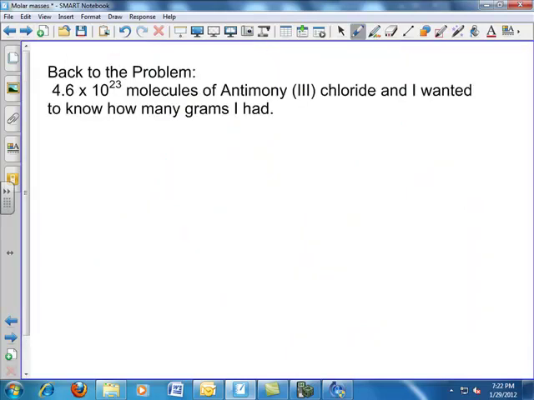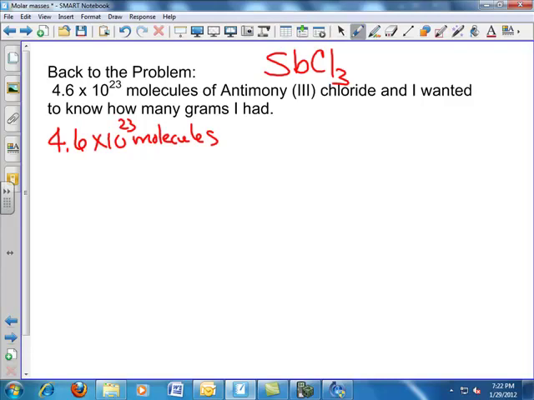Okay, so let's go back to the problem. I have 4.6 times 10 to the 23rd molecules of antimony 3 chloride. And so antimony is Sb. So you are writing SbCl3. And I want to know how many grams I had. So now we're going to make our plan. 4.6 times 10 to the 23rd molecules. And if you're paying attention, I really should have used the word formula units. I'm going to go from molecules, I'm going to go to moles, and then from moles, we'll go to grams.